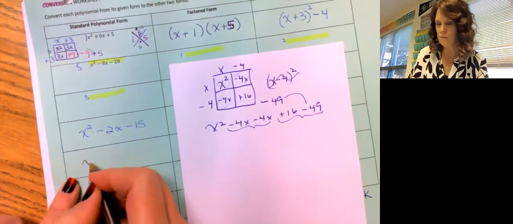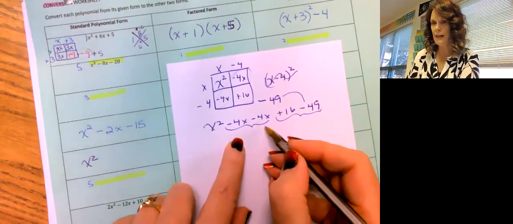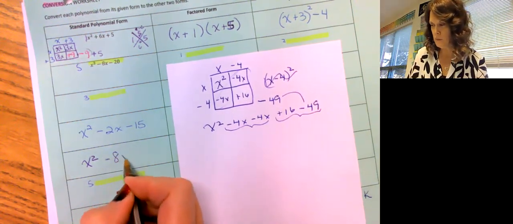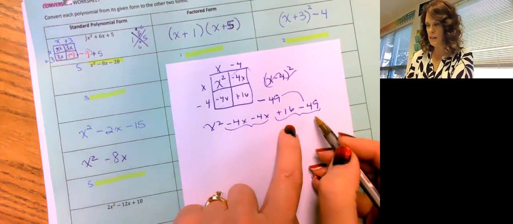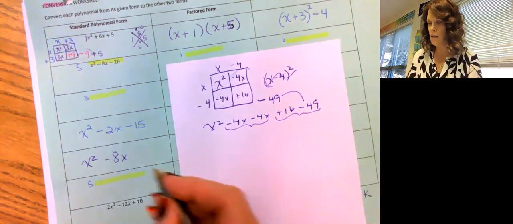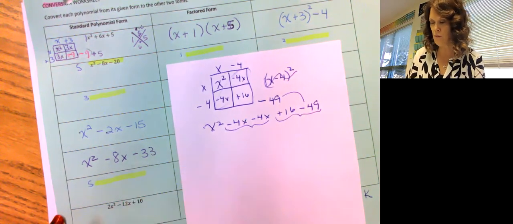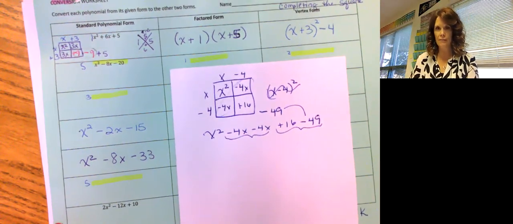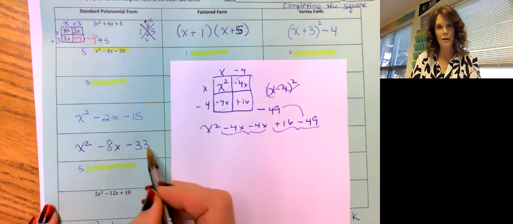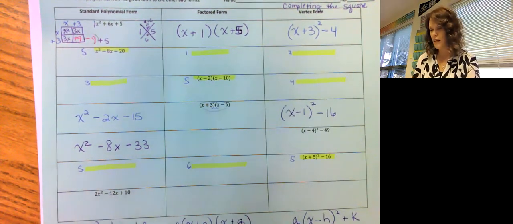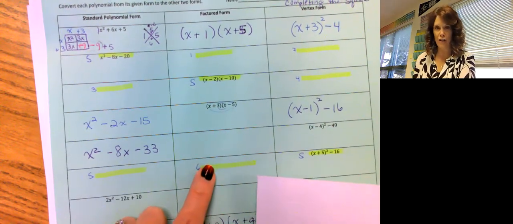x squared minus 8x, right? That's what these would add up to. And negative 16 and minus 49, minus 33. Okay, so I would type in minus 8 here, I would type in minus 33 here. Now that I have it in standard form, I can factor it.